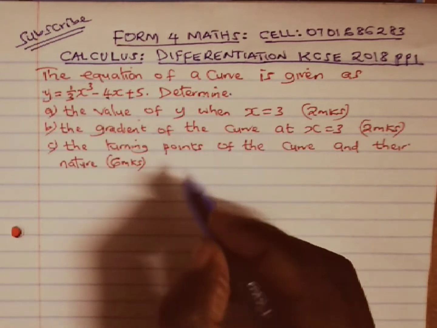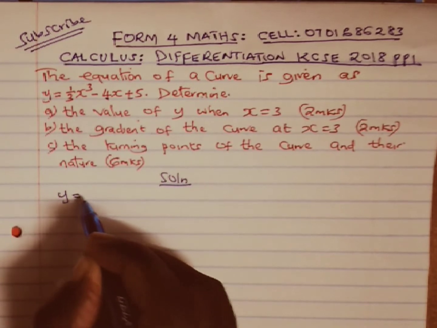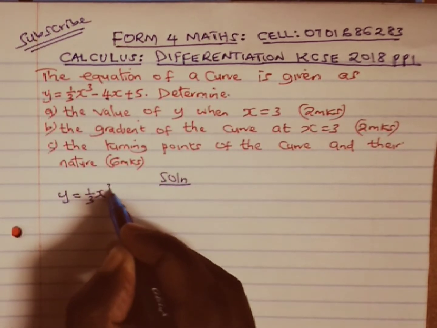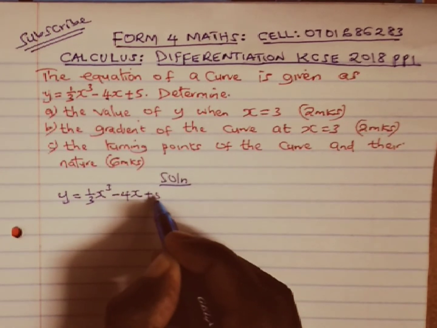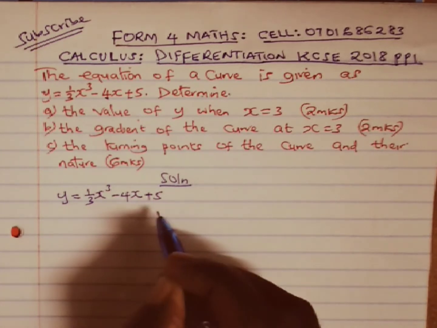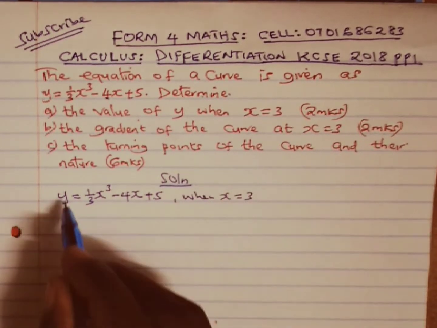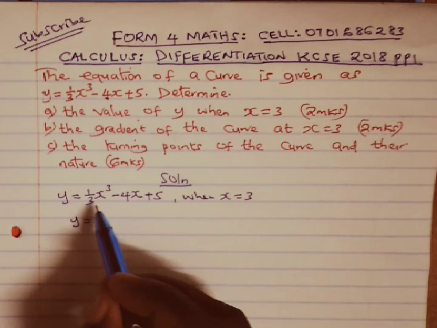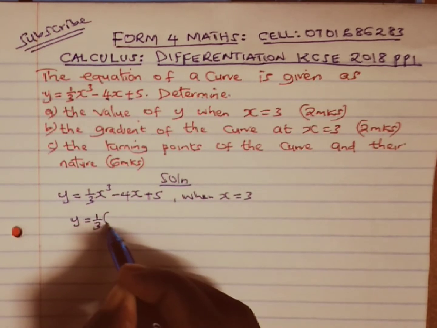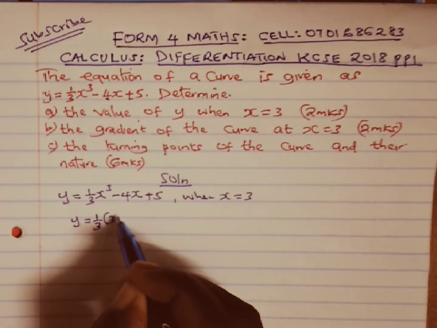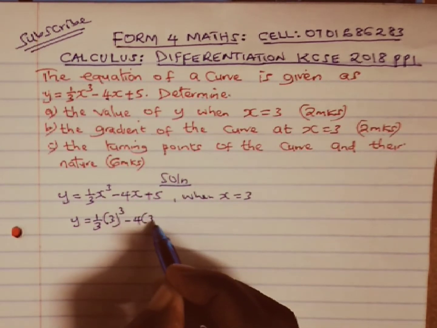We have been given the function in the form of y being equal to a third x cubed minus 4x plus 5. And we are supposed to find y when x is equal to 3. So to find the value of y, we simply substitute the value of x back into the function. We are going to have a third multiplied by x, which is 3 cubed, minus 4 multiplied by x, which is 3.